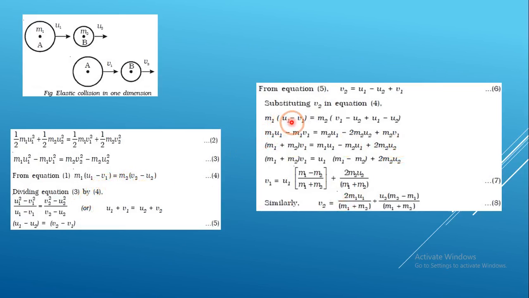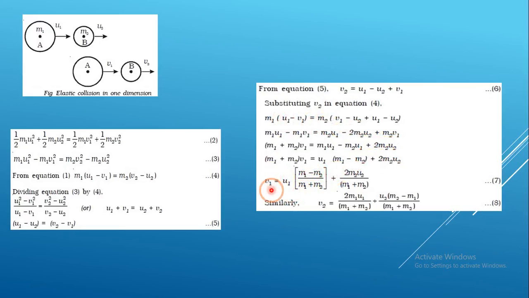So m1 into (u1 minus v1) is equal to m2, and in place of v2, we are going to substitute this value u1 minus u2 plus v1, minus u2 as it is. So this will become m1 u1 minus m1 v1 is equal to m2 u1 minus 2 m2 u2 plus m2 v1. Now for v1, सारे terms एक साथ कर लीजिए. m1 plus m2 into v1 is equal to m1 u1 minus m2 u1 plus 2 m2 u2.